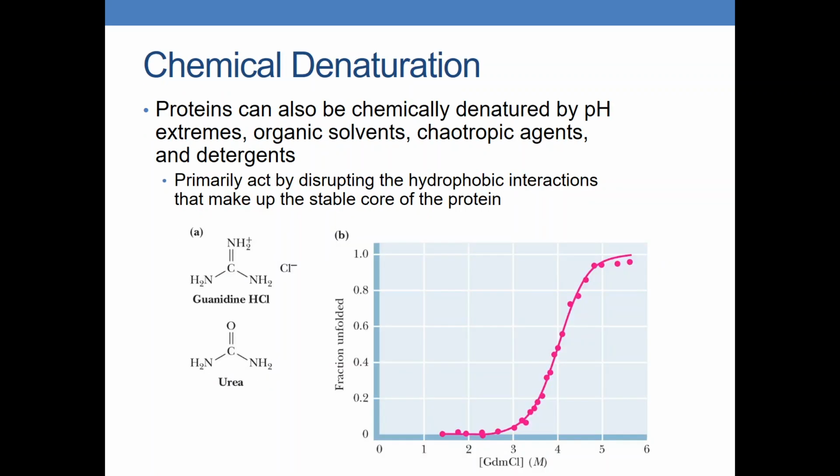An alternative to heat denaturation is chemical denaturation. Proteins can be readily denatured by exposure to pH extremes, organic solvents, chaotropic agents, as well as detergents. So most of these function by disrupting hydrophobic interactions that make up your nonpolar protein interior. Now, in particular, I will focus on organic solvents and a class of molecules that are called chaotropic agents.